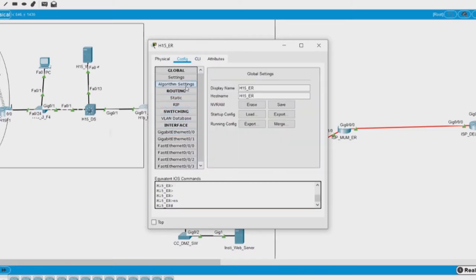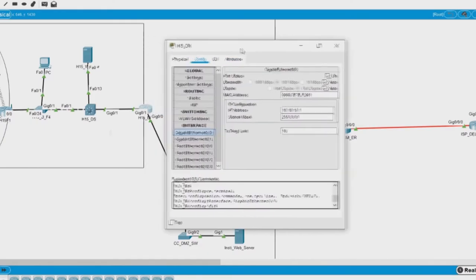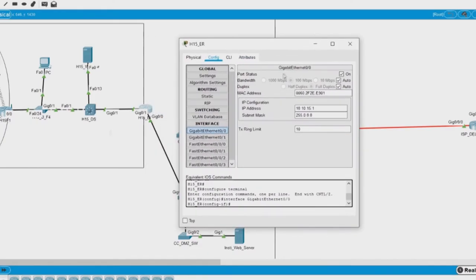In the configuration tab, you can see certain basic settings, even if you don't know the commands. And it also displays the relevant corresponding commands over here. So let's look at the interfaces this router has. Now this interface is on and has an IP address of 10.10.15.1, which is gigabit ethernet 0.0 or gig 0.0.